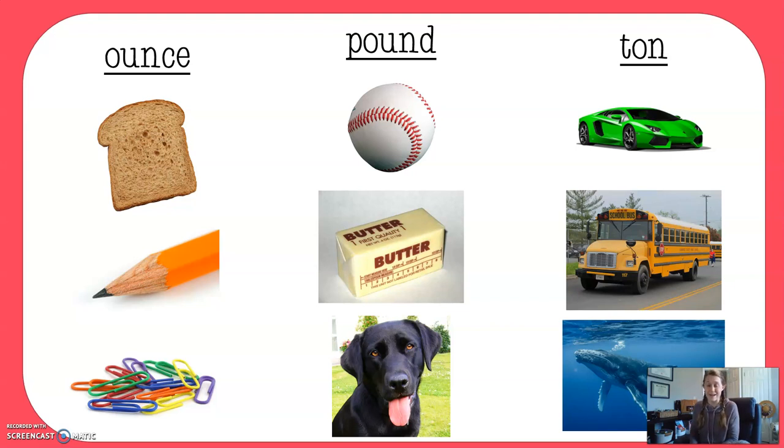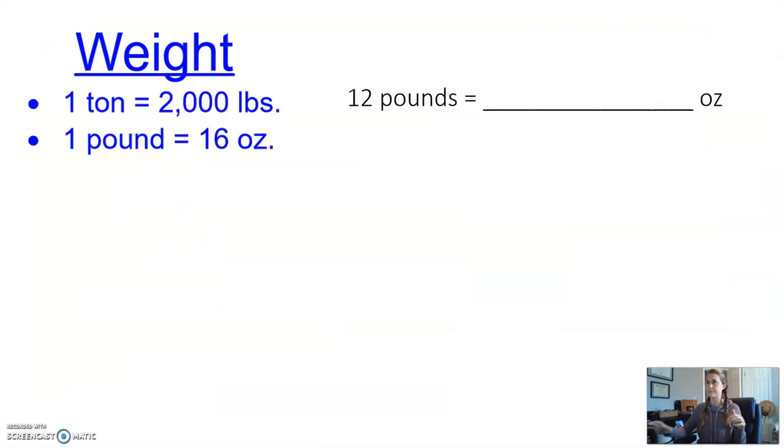And then a ton, that's our biggest unit of measurement when we talk about weight. So when we talk tons, we're talking weighing cars or school buses or whales. Okay, that's how much tons are, much, much bigger. Ounces is the smallest, tons are the biggest.